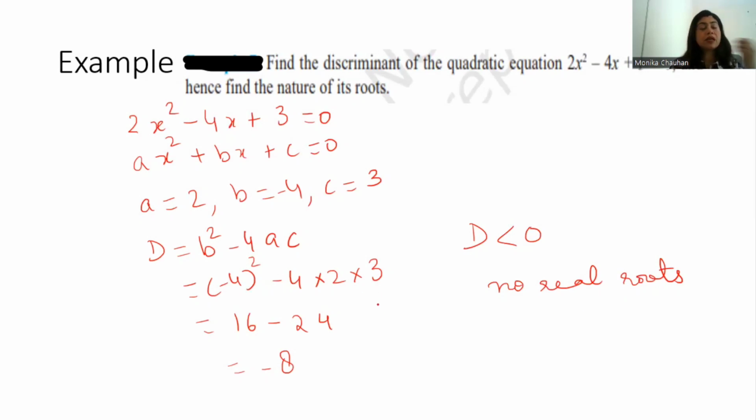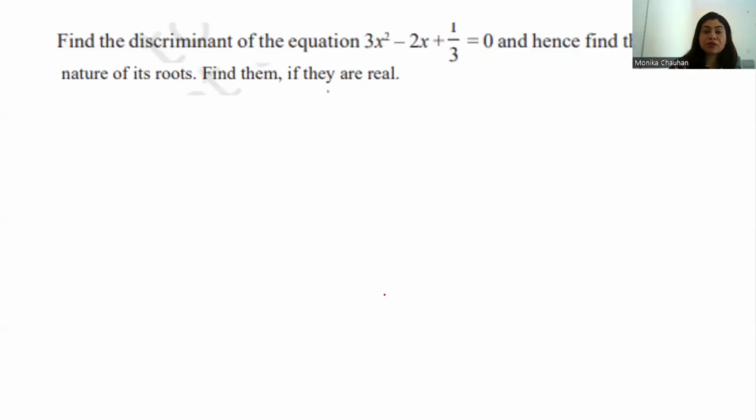I hope, again, I'm repeating. So 2x square minus 4x plus 3 equal to 0. You have to compare with the standard equation, which is ax square plus bx plus c is equal to 0. A is 2, b is minus 4, c is 3, and the discriminant is b square minus 4ac. So 4 square, which is 16, minus 4ac, which is 24. So it is minus 8, which means there are no real roots. Now let's see another example and find out if the roots are real or not.